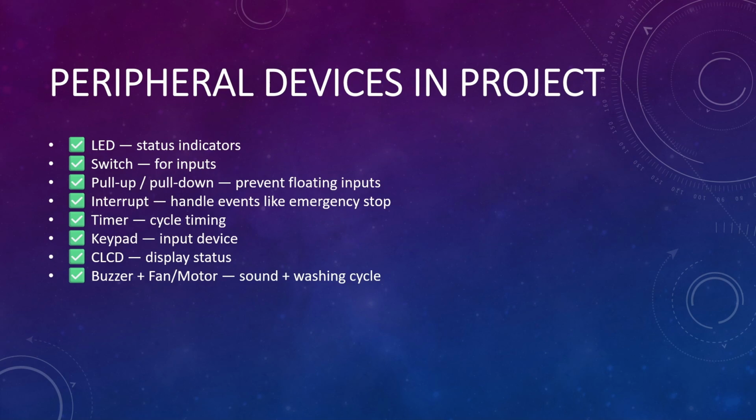Then we have timers for cycle timing for 1 minute, for 2 minutes, etc. Also, we are able to select the wash programs. Then we have used the CLCD display to show the status of the program. And then we have used a buzzer and a fan or motor to show the sound of completion of the washing cycle. For that, we used a fan.